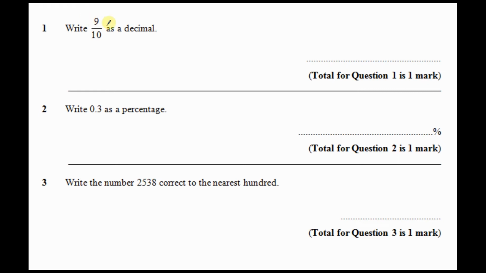Question 1 says write 9/10 as a decimal. The easiest way to think about changing a fraction to a decimal is to think of the vinculum, the line that separates them, as the divide sign. If you notice, the divide sign always looks like that because it is in fact a fraction. So this is 9 divided by 10, which we should know gives us 0.9.